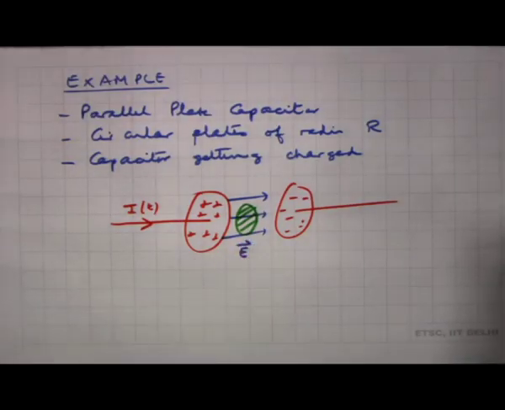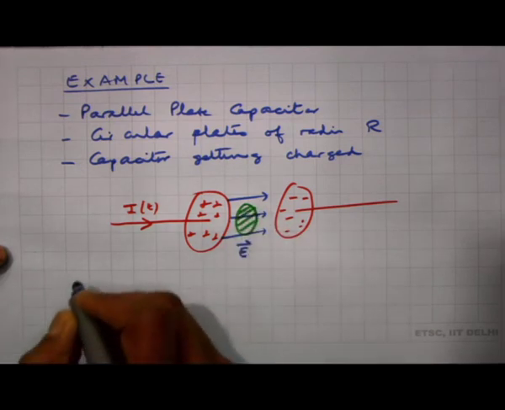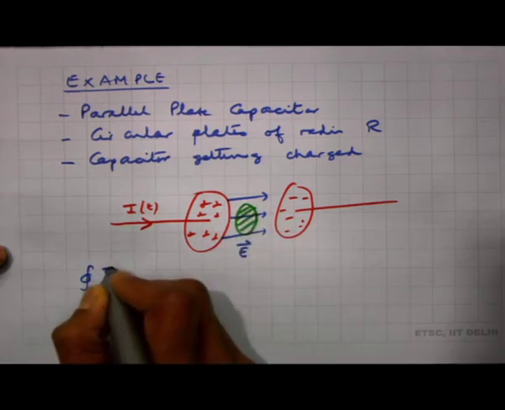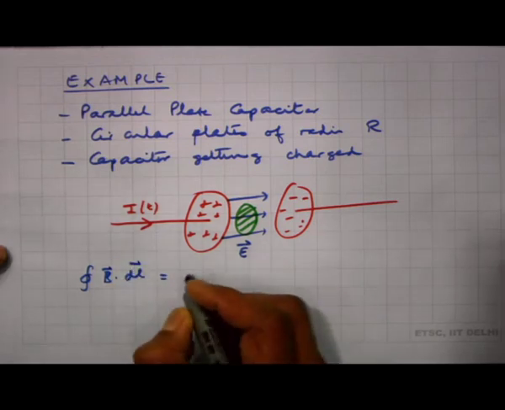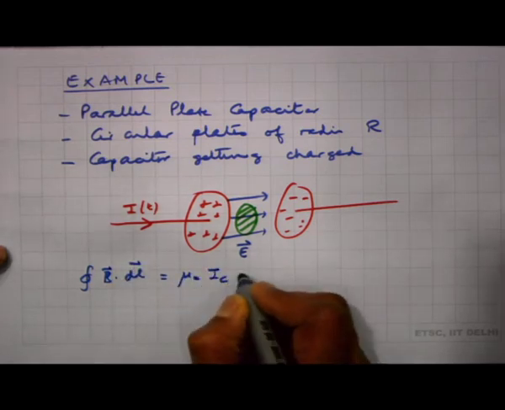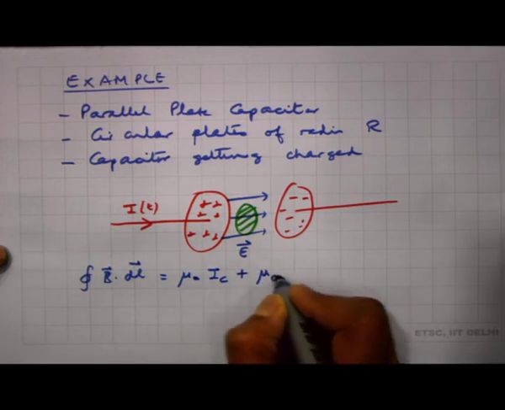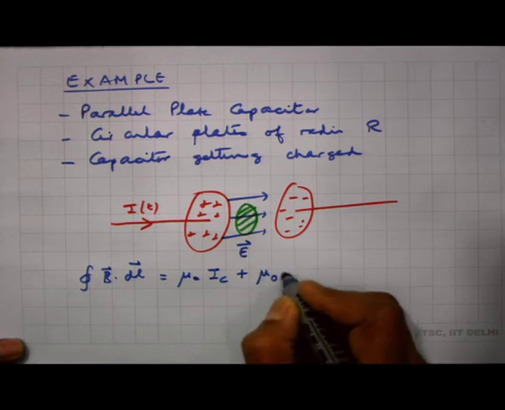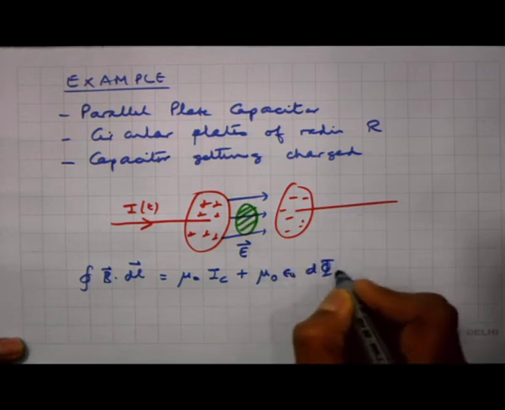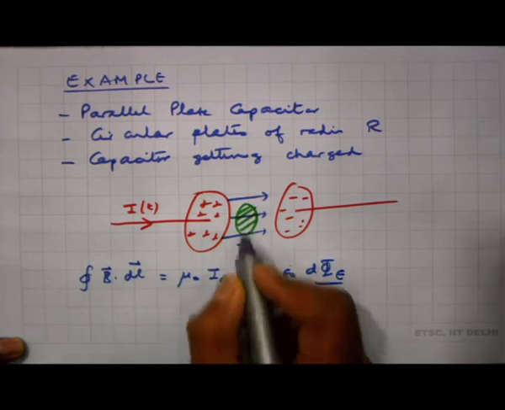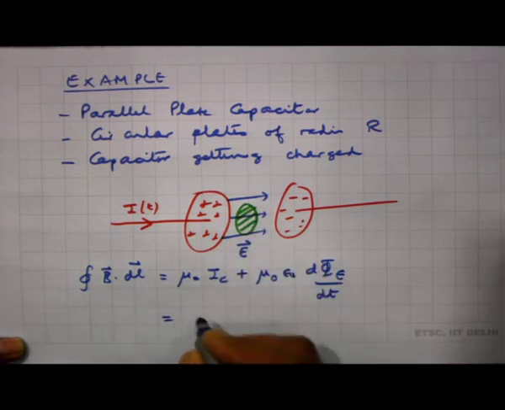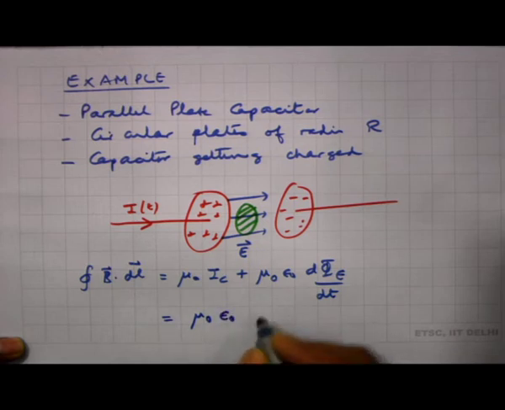So, let me try to calculate the magnetic field between the plates of a capacitor generated by the changing electric field. If I take this loop here and apply this equation, integral B dot dl is equal to the general equation, mu 0 times I c plus mu 0 epsilon 0 d phi E by dt. Now, for this surface there is no conduction current. So this becomes equal to mu naught epsilon 0 d phi E by dt.